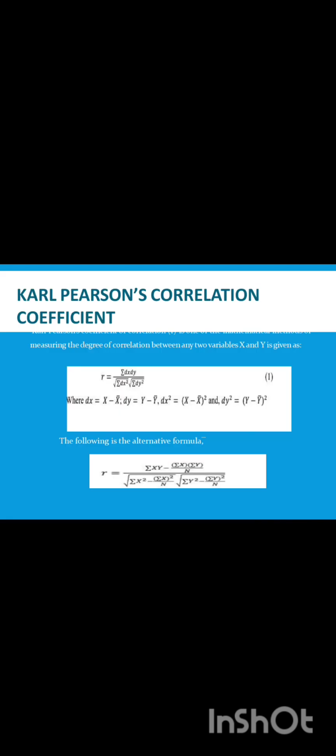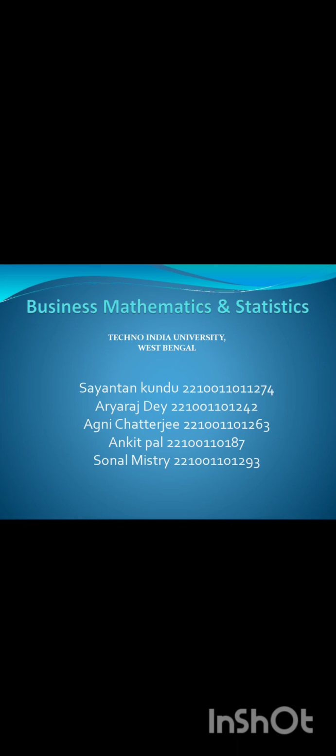it is considered as measuring the degree of correlation between any two variables x and y, which is given as right below. r is equal to sigma of dx dy divided by root over of sigma dx square into root over of sigma dy square, where dx is equal to x minus x bar, dy is equal to y minus y bar, and dy square is equal to y minus y bar whole square.